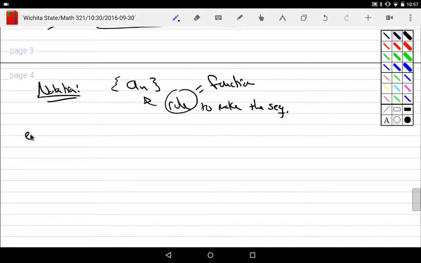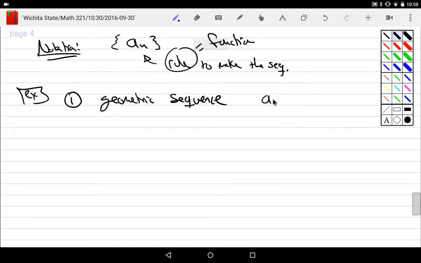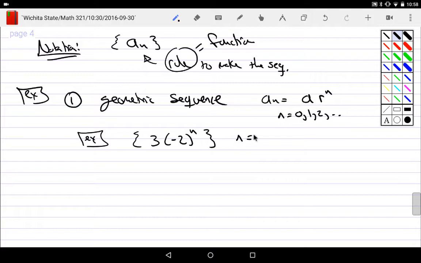So let's do some examples that everybody should know. 1, a geometric sequence. If you have a geometric sequence, what you're really saying is the rule that you follow is some number times r to the nth power, where we start off at 0 and then move on. Example in specifics. Let's say what would be 3 times negative 2 to the n, where n is equal to 0, 1, 2. What would that generate? What would the sequence be? Plug a 0 in. What do I get?